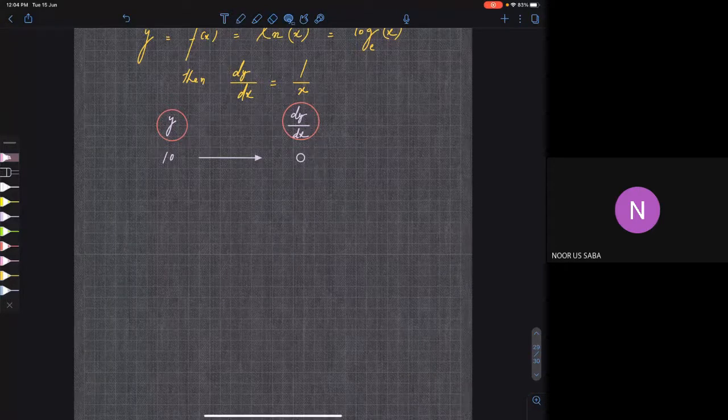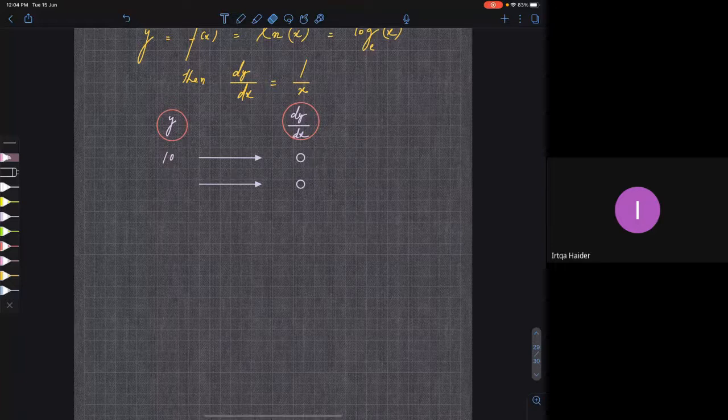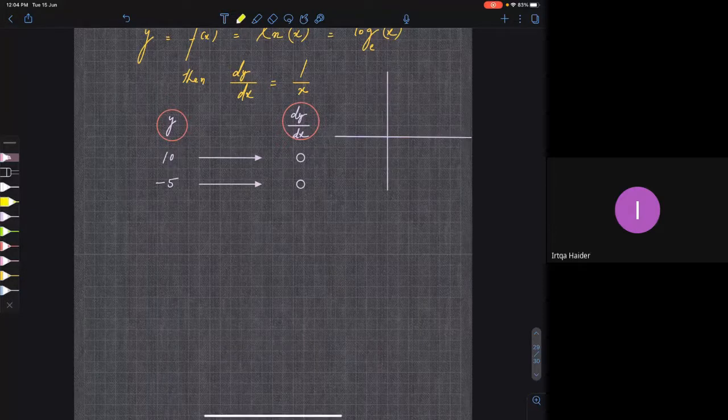Now, what is the derivative of some other number, say minus 5? 0. Very good. Sir, how 0? See, this is which function? A constant function, right? If you draw a graph of a constant function, how will the graph be? Straight line. For example, the graph of y equal to 10 will be something like this.